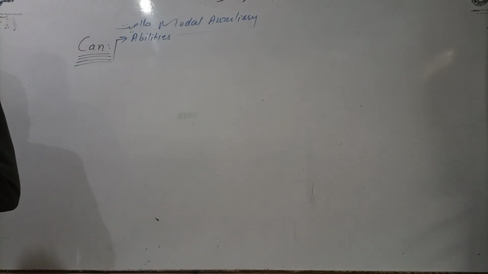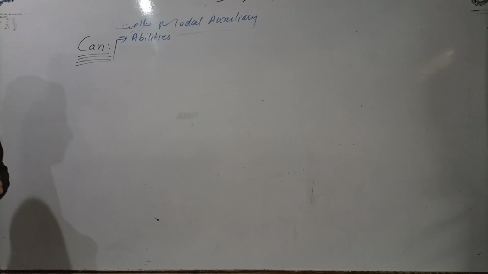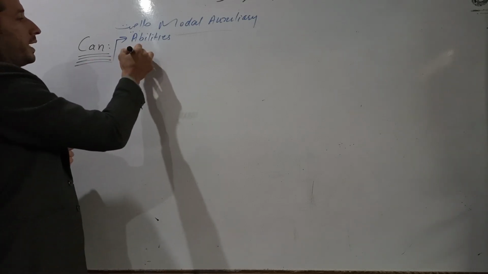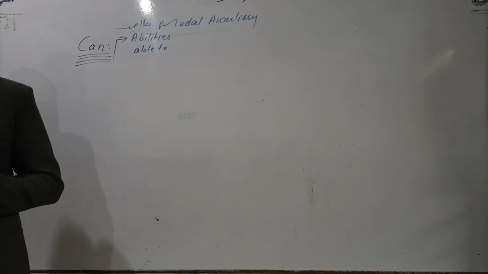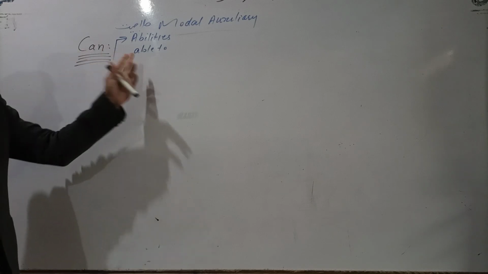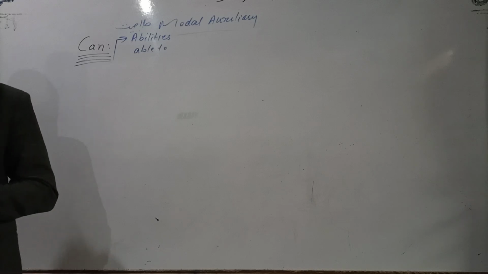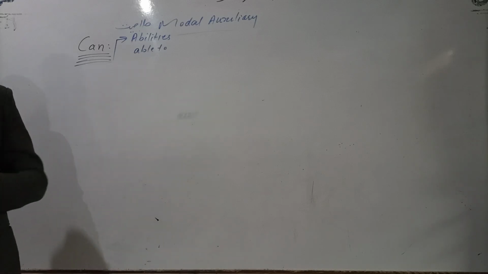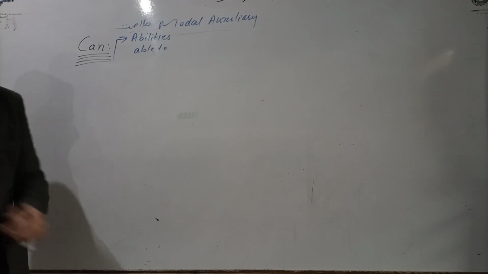when we talk about our abilities, when I say I am able to do something, for example I am able to play cricket, I'm able to swim, I'm able to run, I'm able to speak English. So for that I can say I can speak English, I can run, I can swim. Okay, I'll give you examples. So this is one use of can, for abilities.